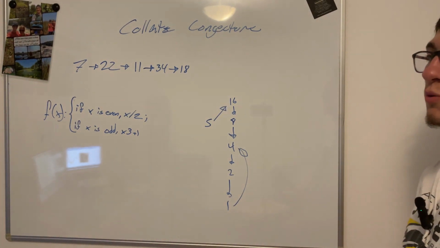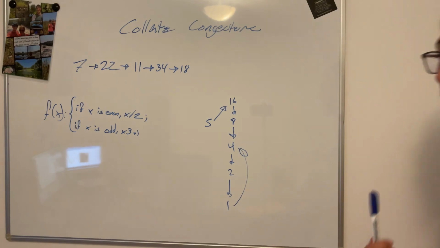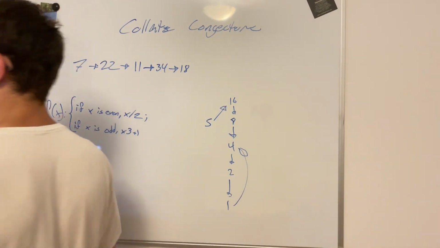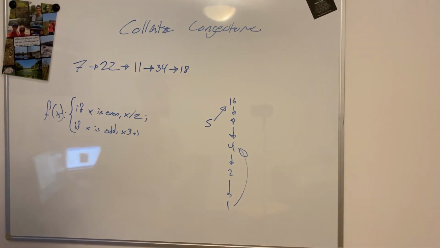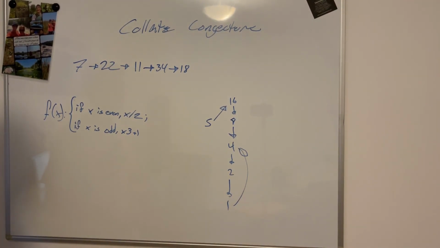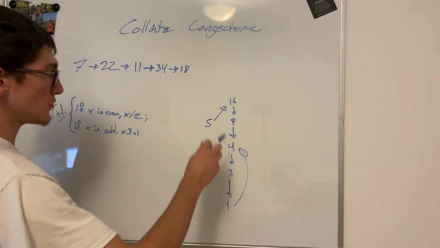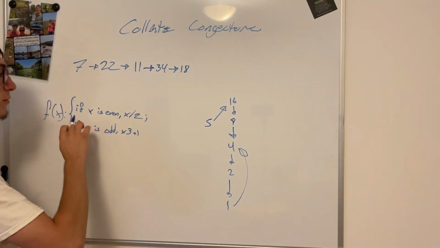I'm going to use the one that was mentioned in the Numberphile video. I will link it in the description. I will also link Daniel Shiffman's video from The Coding Train, where he also tries this visualization. And so basically, the goal is you start from some number x, right?